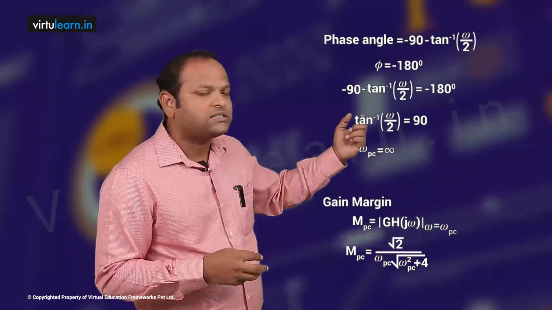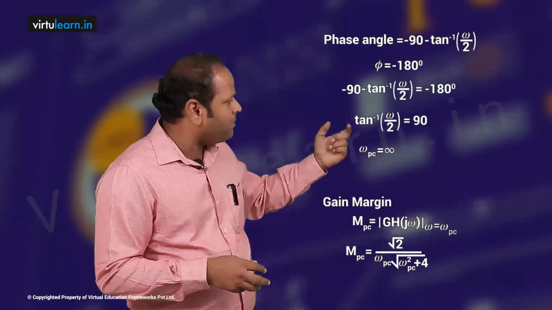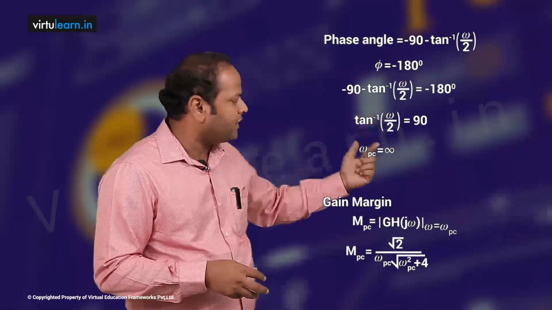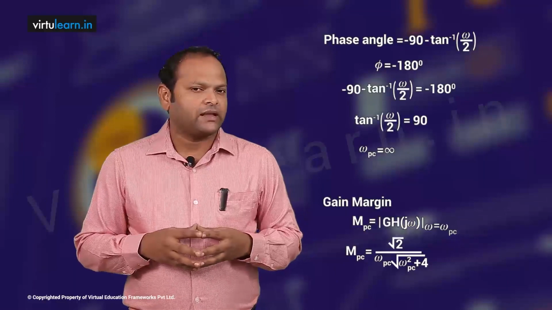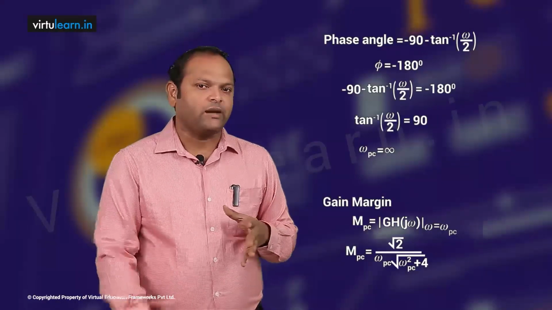So you will be getting minus tan inverse of omega by 2. So the phase angle I can write as minus 90 minus tan inverse of omega by 2. So magnitude and phase angles are available. See, steps to be followed to find the gain margin.